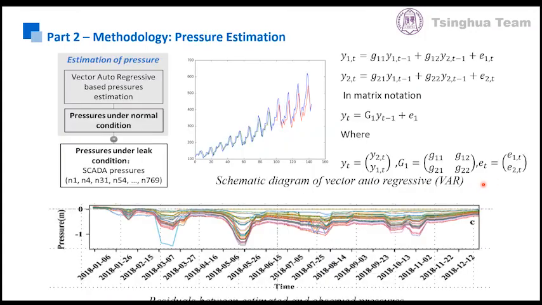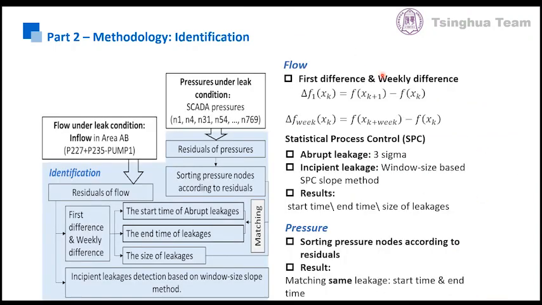For pressure estimation, the vector autoregressive model is suitable for multivariate time series prediction. The periodic pattern of the original series is first removed and serves as the input of the VAR model. Then, we use the residual between the estimated value and the original series to identify the leakages. Because a leakage is an unpredictable event, the residuals would increase when a leak happens.